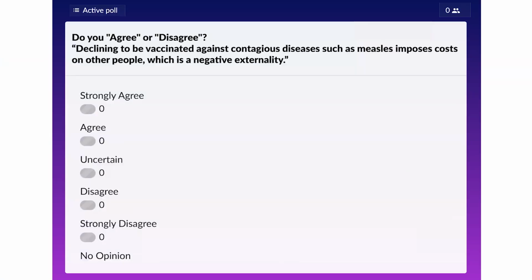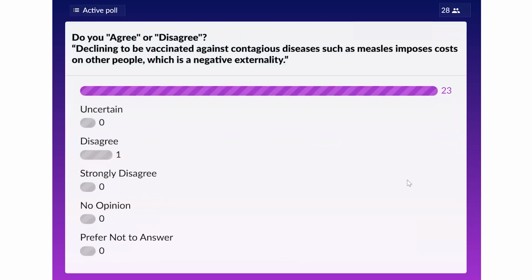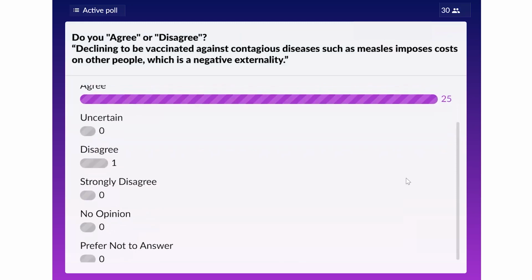Okay, first thing, do you agree or disagree? Declining to be vaccinated against contagious disease, such as measles, impose costs on other people, which is negative externality. So you can strongly agree, agree, uncertain, disagree, strongly disagree, no opinion, or I think you can also prefer not to answer, and that's okay.